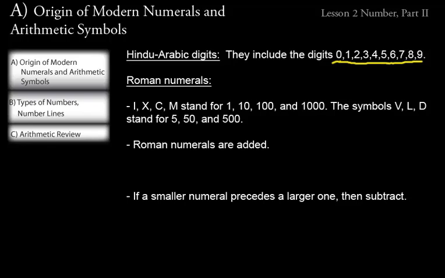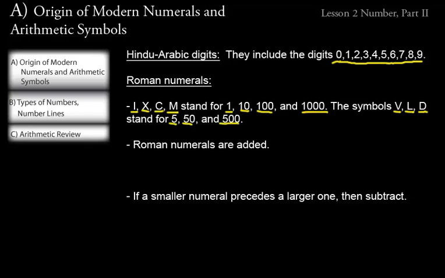Now, you might also see Roman numerals used as well. They're not real common, but sometimes you might see them on a clock. That's one common example. And these symbols have meanings to them, just like the Hindu-Arabic numerals have meanings. So if we look here, the capital I stands for 1. X stands for 10. C for 100. M for 1000. And V stands for 5, L for 50, and D for 500.